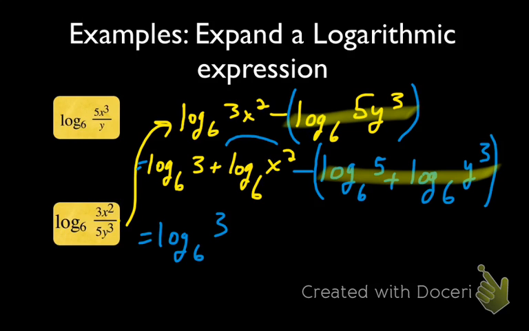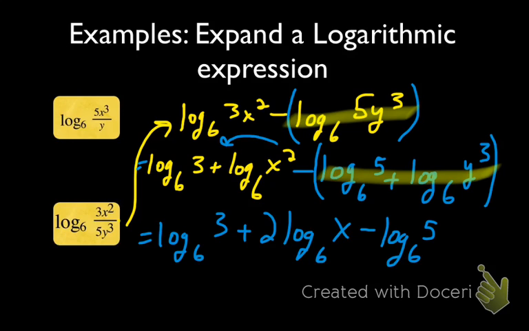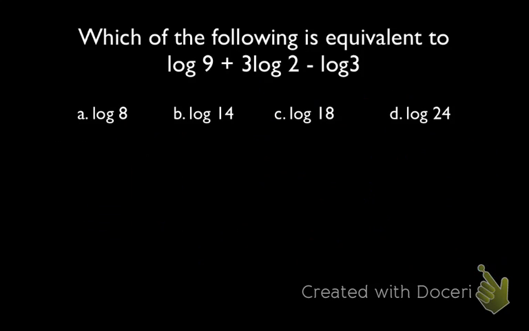I can take that 2 and throw it out in front, so it'll be plus 2 times the log base 6 of x, and then minus the log base 6 of 5, I can't do anything with that. And then remember I've got to distribute this negative right here, so it's going to be minus the log base 6 of y, minus 3 times the log base 6 of y, right, because I took this 3 and I put it out in front. So this is a multiple choice question.